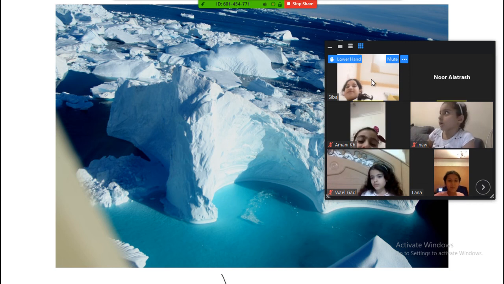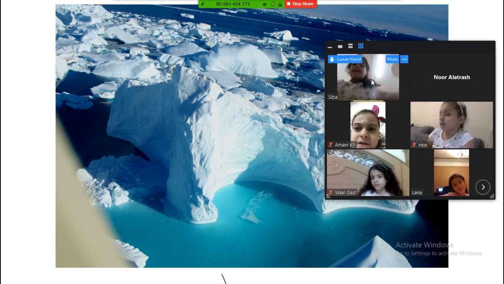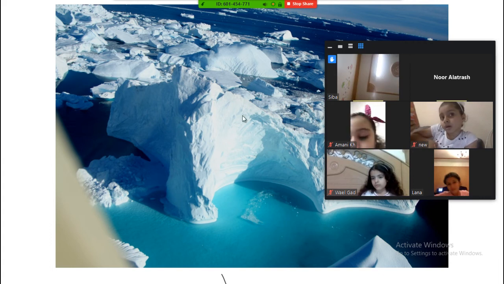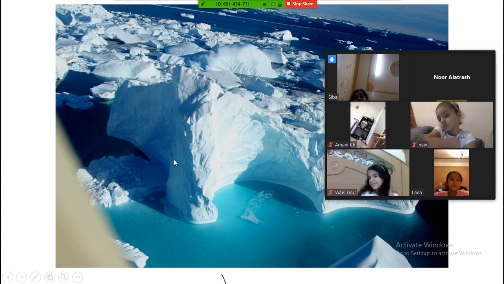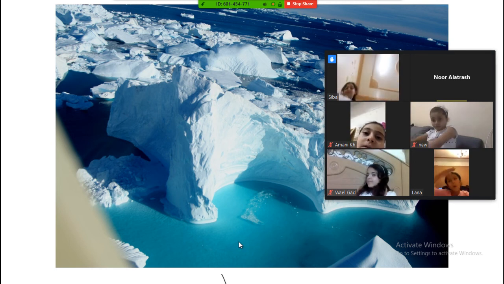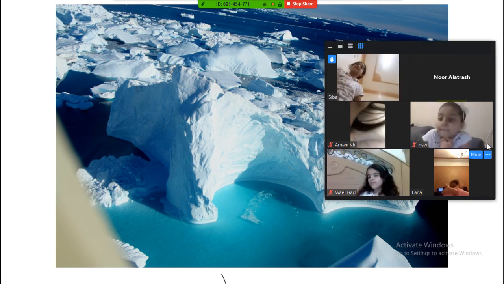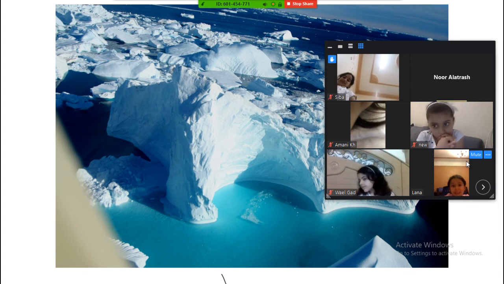Solid, liquid, or gas? Solid. Excellent. The iceberg is a solid. The water around it is liquid, right? Yeah. Good job, Siba. Who else wants to answer? Let me see hands.